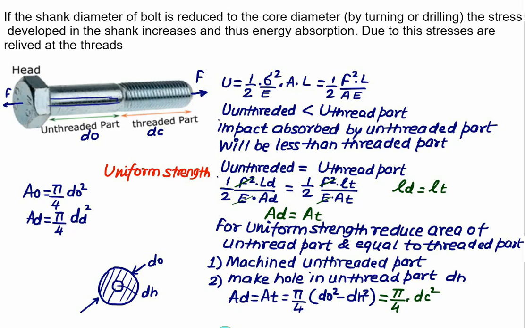If you are drilling the shank and they ask you to calculate the diameter of the hole, use this equation. Pi by 4 will get cancelled and we have the simple equation: Do square minus Dh square equal to core diameter square.